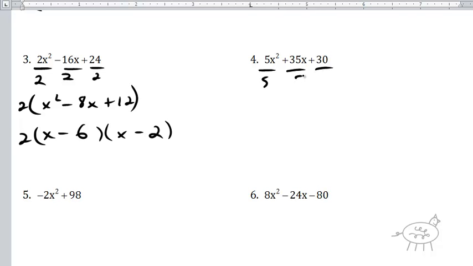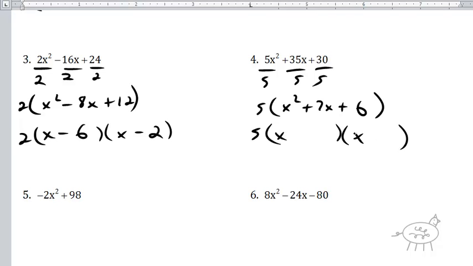Okay. Divide each of these by 5. So we get just x squared plus 7x plus 6. And then we factor this. So it's x and x. Multiplies to give you 6 and adds to give you 7. 6 and 1. They're both positive, by the way. So it's 6 and 1. 6 times 1 is 6, and 6 plus 1 is 7.